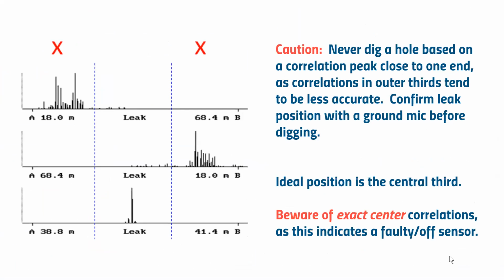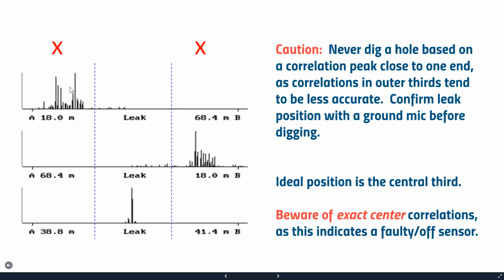And here's an example if you're using the 610. This graph should look familiar to you. In the first, at the top graph here, we have a leak that is very close to sensor A. And then in our second example here, we have a leak that's very close to sensor B. And then in our third and correct correlation, we've positioned our sensors to place the leak more in between A and B in that middle third, and our leak peak improves dramatically.